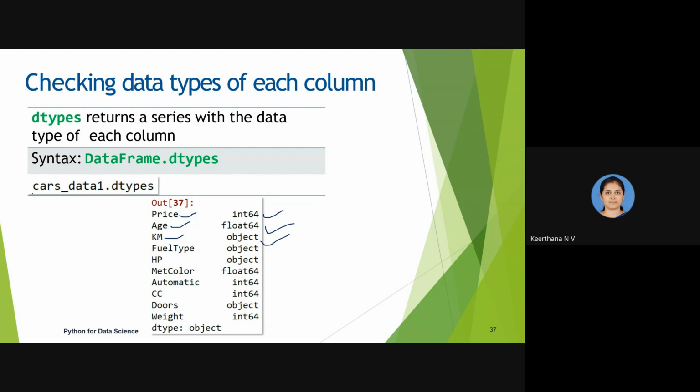Fuel also contains NaN, so it is an object. HP also contains NaN values, so its data type is also an object. So every column that contains NaN values will be considered an object data type. Remaining, if there are any decimal point values, it is considered float, and without decimal values it is considered int64. Altogether this is known as the object data type.